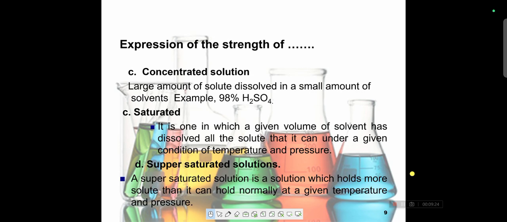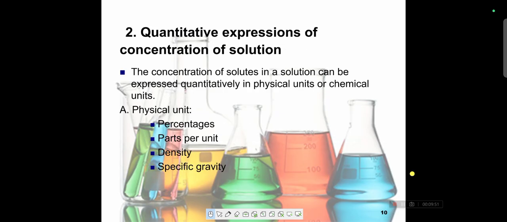There is one more classification, that is the supersaturated solution. Supersaturated solutions are the ones which hold more solute than they can normally hold at a given temperature and pressure. When the solution is able to hold more solute than it can actually hold at a normal given temperature and pressure, that kind of solution is called a supersaturated solution.